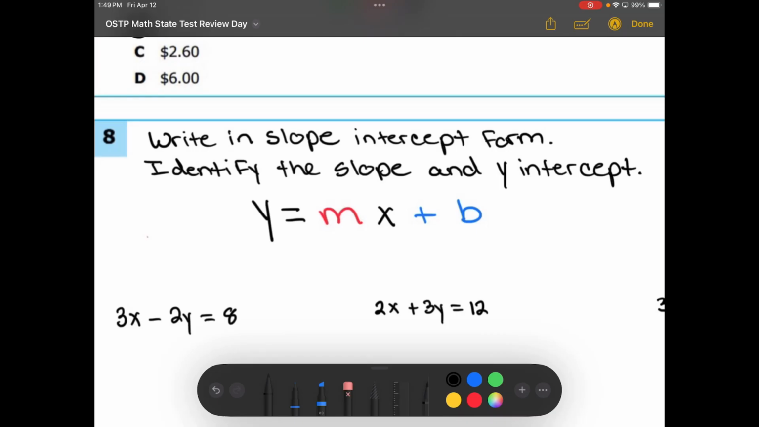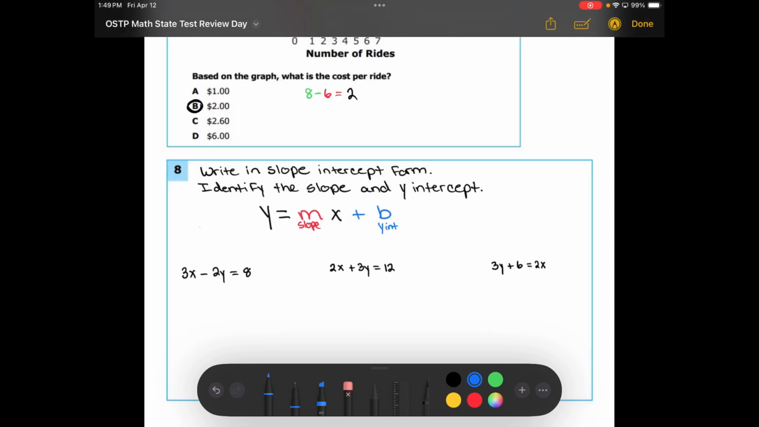For number 8, we are going to write in slope-intercept form. We have to identify the slope and the y-intercept. y equals mx plus b. This is my slope. This is my y-intercept. We have 3 equations where we're going to isolate y. That's all I want you to do here.